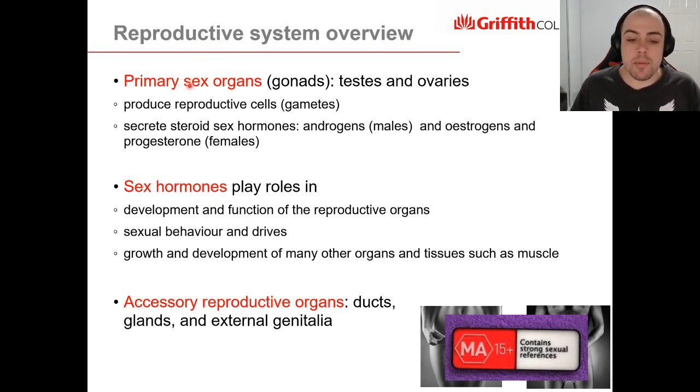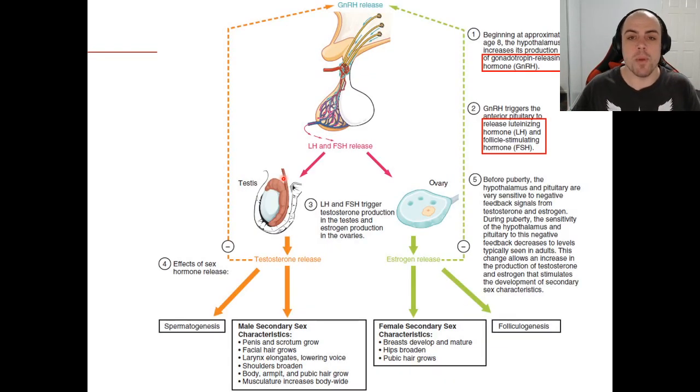Now, these are our primary sex organs. We do also have accessory reproductive organs, ducts, glands, all that sort of stuff, which we're going to talk about in a moment. So we're going to be looking at reproduction and development here. We're going to be looking at it from two angles. The first one will be hormonal. So we're going to be looking at the various hormones, body chemicals here.